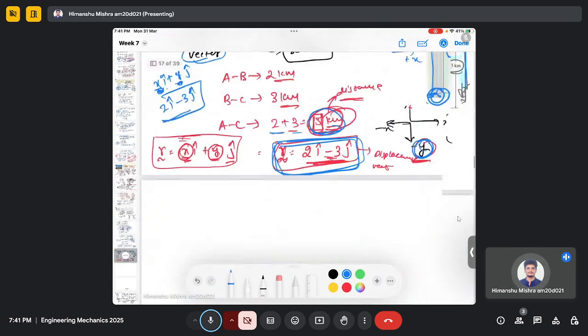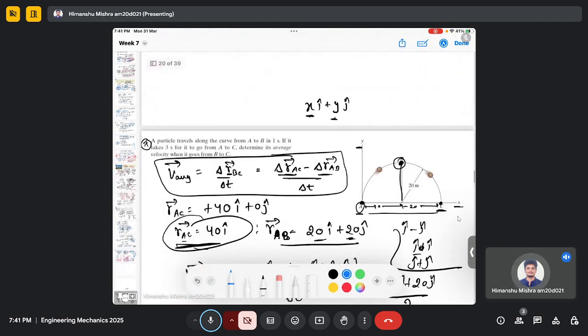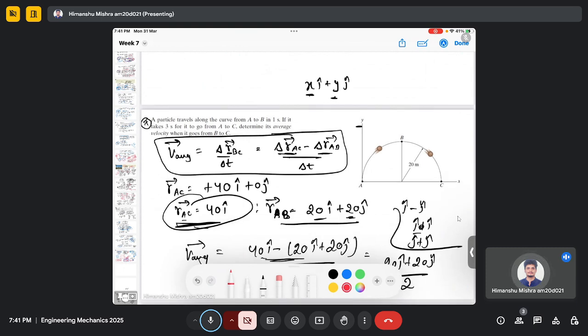Like if someone has to make sense of that final answer, 2i minus 3j, what would it mean? Like 2 in the x direction, 3 in the negative y direction? Yes. So for example, in this problem, we need to find the displacement vector.